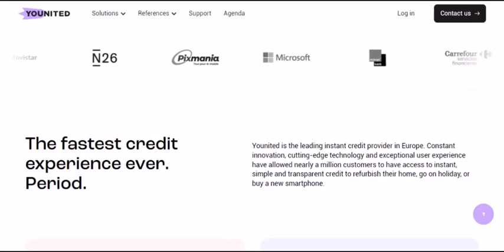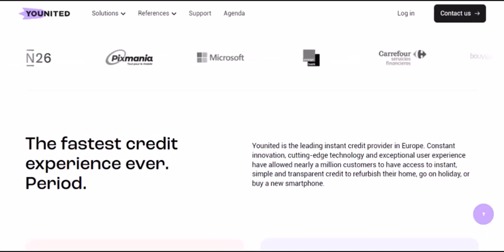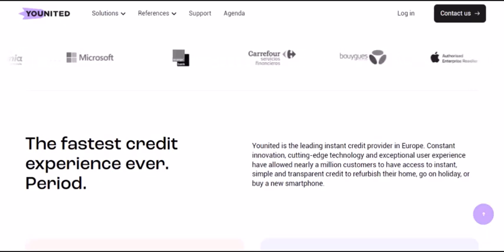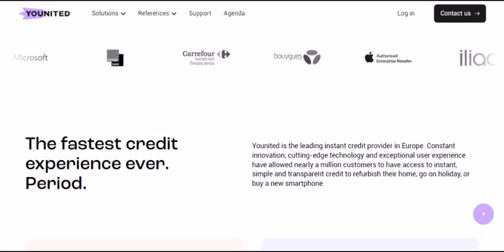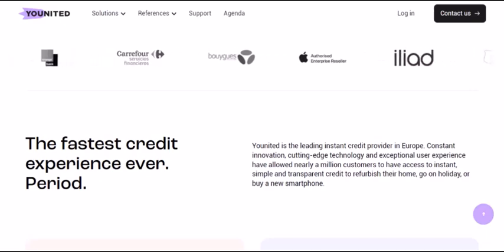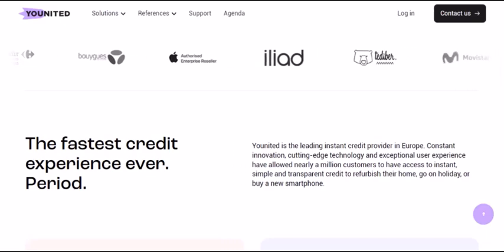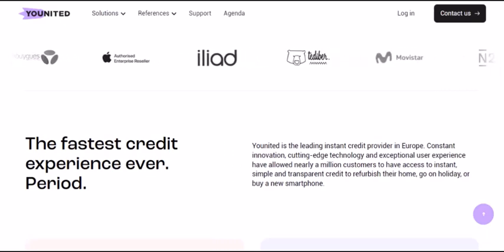After approval, the platform will present your loan offer, detailing the monthly installment, total repayment amount, and applicable interest rate. Review this carefully to ensure it aligns with your budget. Accepting the offer triggers the transfer of funds directly into your account, usually within 48 hours.